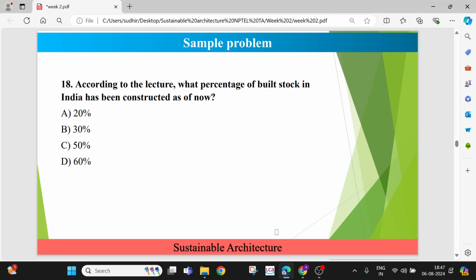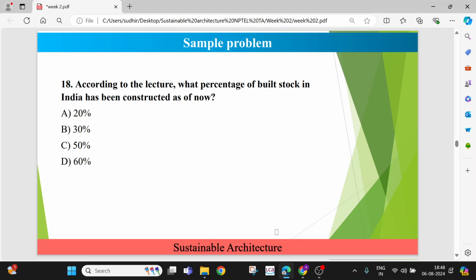So Aditi is saying 60%. Option D, 60%, sir. So all of you have got the question. Option D, 60% is not the right answer for this question. Try to understand the question and then give the correct answer for this one. So is it 30%? Who is that? Alina. Yeah, Alina is absolutely right.